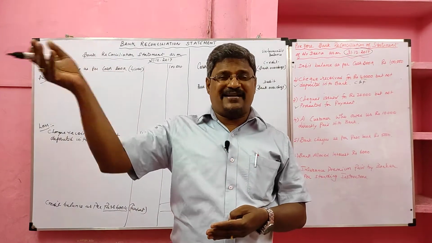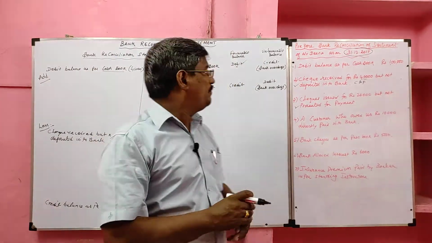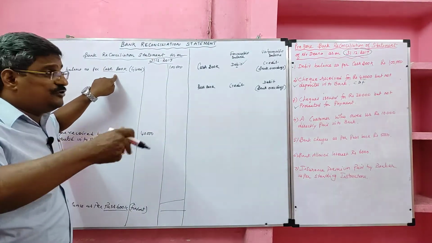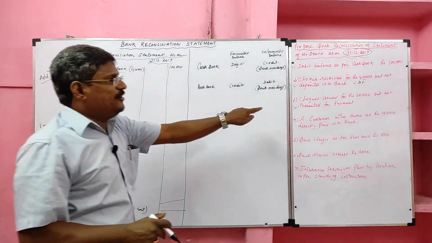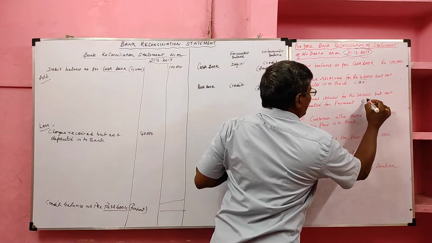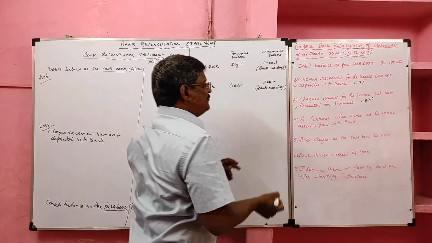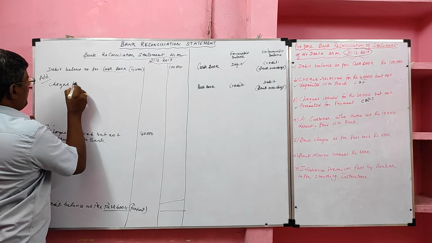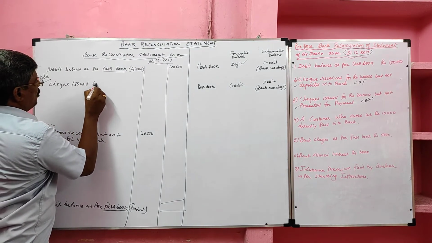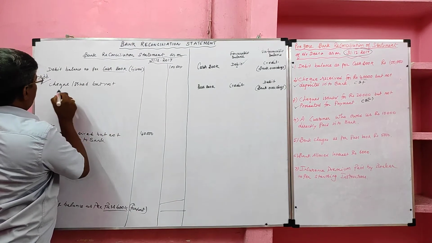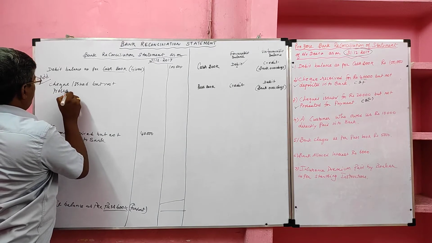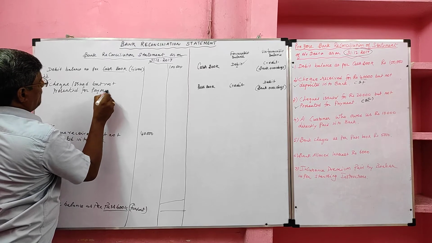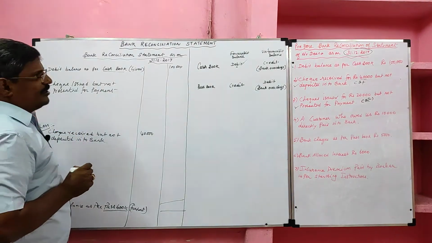It was subtracted. What do we have to do? What they did in the cash book, we should do the opposite. We should give the opposite effect. So already it was deducted in the cash book. Now we have to add. Check issued but not presented for payment.